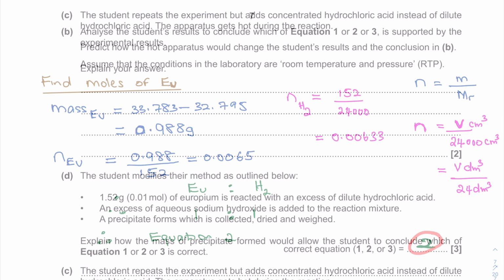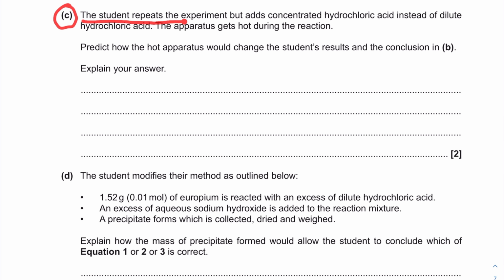So we have to write equation 2 here. C. The student repeats the experiment but adds concentrated hydrochloric acid instead of dilute hydrochloric acid. The apparatus gets hot during the reaction. Predict how the hot apparatus would change the student's results and the conclusion in B.